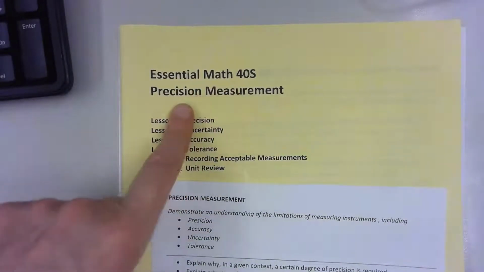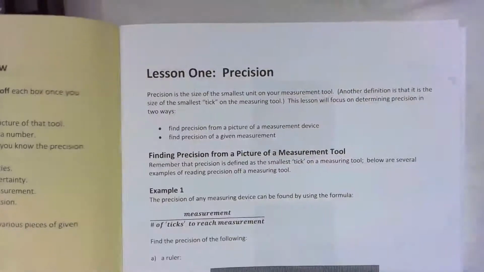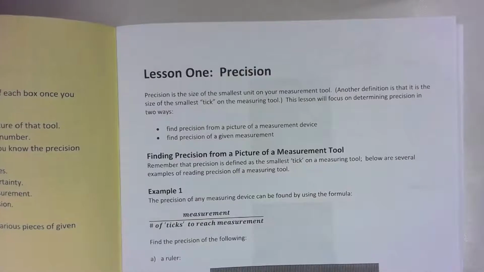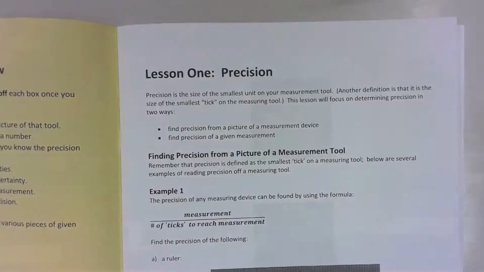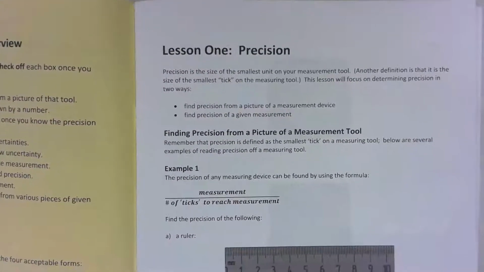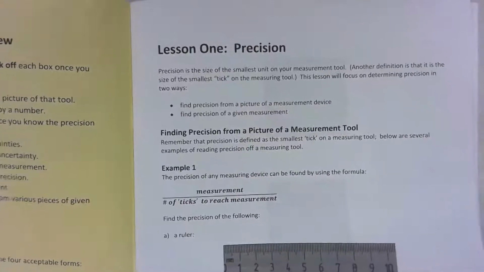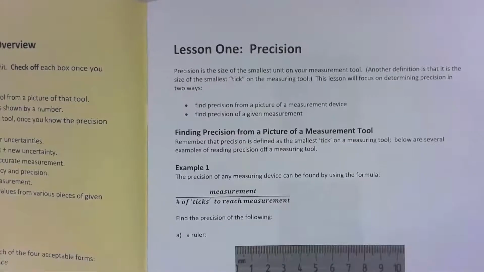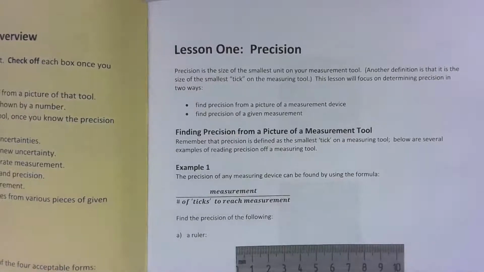Now, precision measurement is an area of math that you might encounter in the skilled trades, things like carpentry, welding, anything that requires engineering, anything that requires very, very precise measurements. I mean, things like pharmacy as well, right? We have to be very careful when we measure medication to give to people. So that's another area where you have to make sure your measurements are precise.